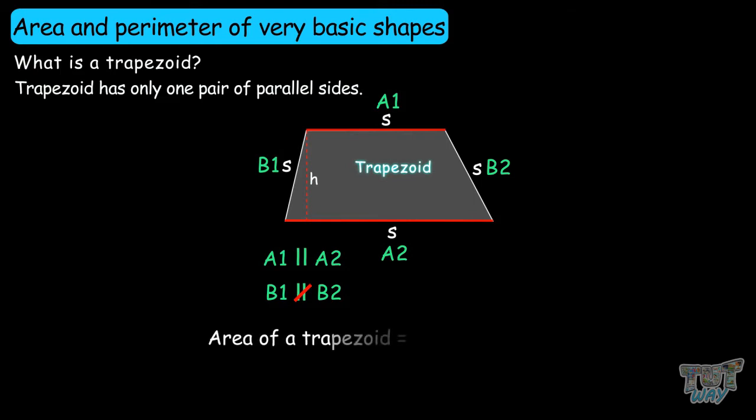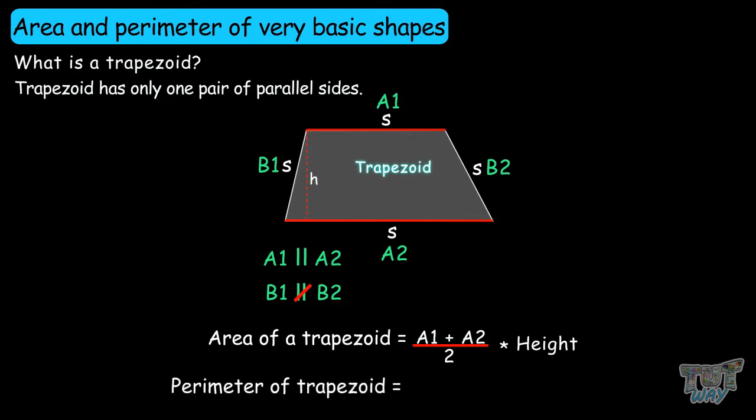The area of a trapezoid is found with the formula: sum of the length of its 2 parallel sides divided by 2, multiplied by the height. I repeat, the sum of the length of the 2 parallel sides. Like in this case, side A1 is parallel to side A2, so area is A1 plus A2 divided by 2 multiplied by the height. And the perimeter of a trapezoid is calculated just the way we calculate it for any polygon, the sum of all of its sides. So, add up the length of all of its sides to calculate the perimeter.